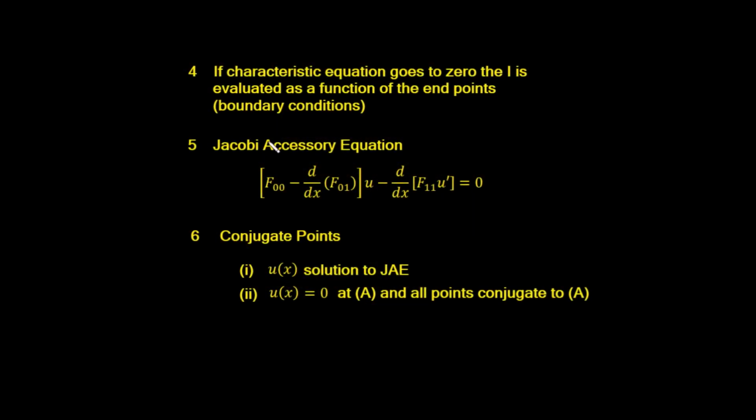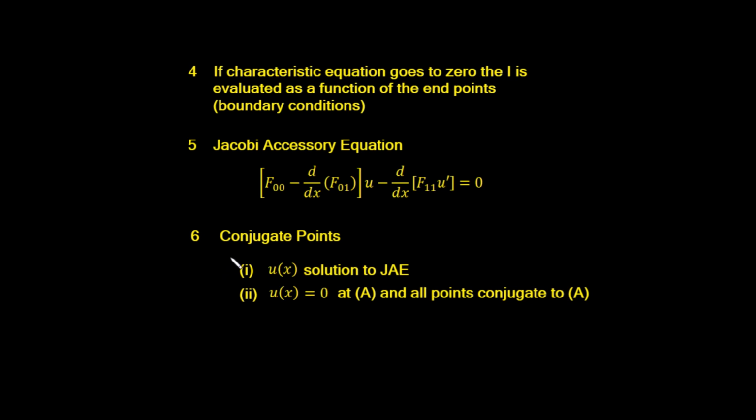We also saw that if we try to work out a characteristic equation for our problem that we're working on, and if this goes to 0, then it turns out that the value of our extremum is evaluated as a function of the endpoints only, that is, the boundary conditions. We also went ahead and derived the Jacobi accessory equation, and we derived it using two different methods, and this is the accessory equation here. And if you like, this is an example of a second order version of the Euler-Lagrange equation.